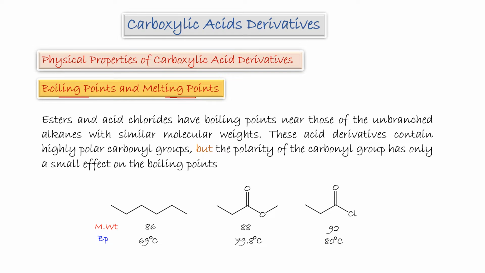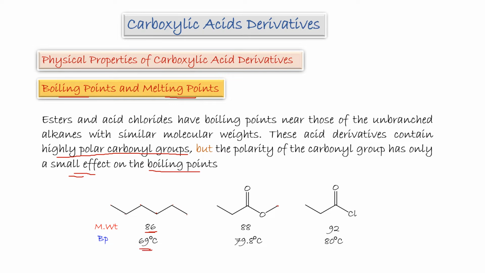Esters and acid chlorides have boiling points near those of unbranched alkanes with similar molecular weights. These acid derivatives contain highly polar carbonyl groups, but the polarity of the carbonyl group has only a small effect on their boiling points. If we look at hexane, 1, 2, 3, 4, 5, 6, molecular weight 86, the boiling point is 69 degrees Celsius.